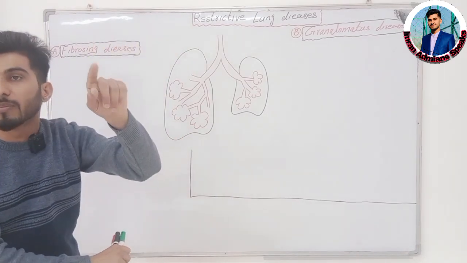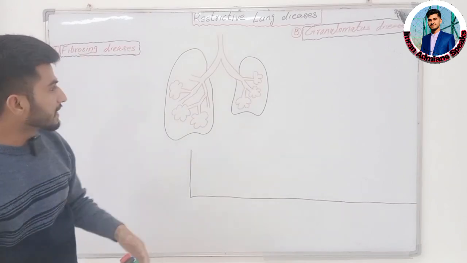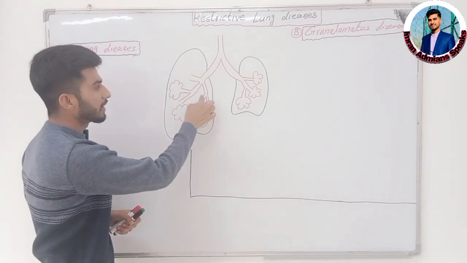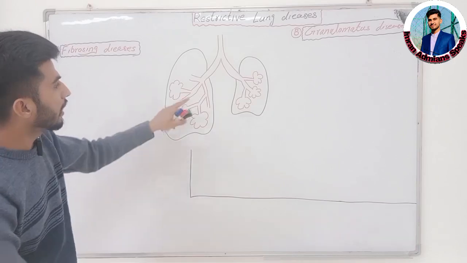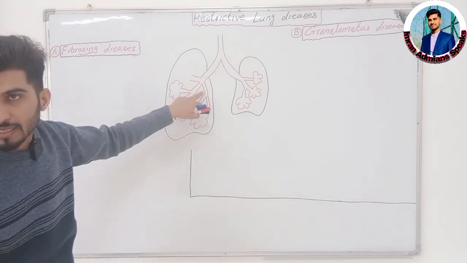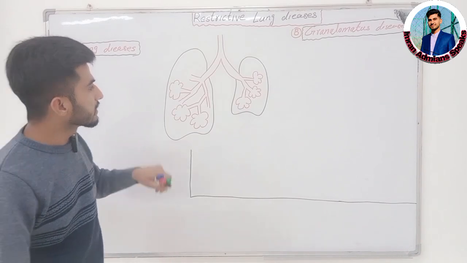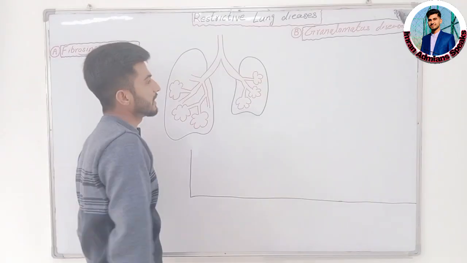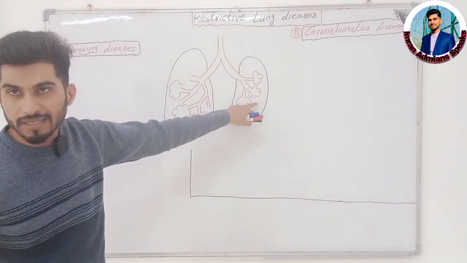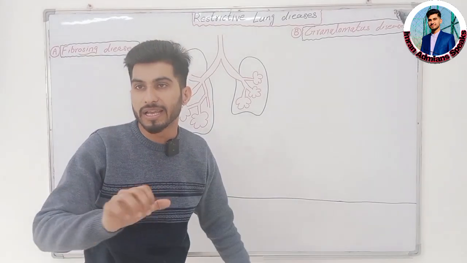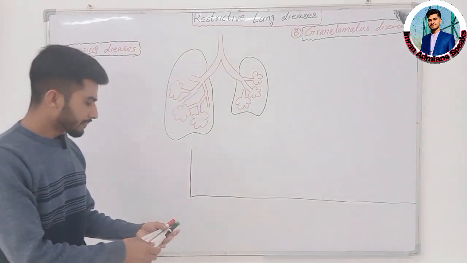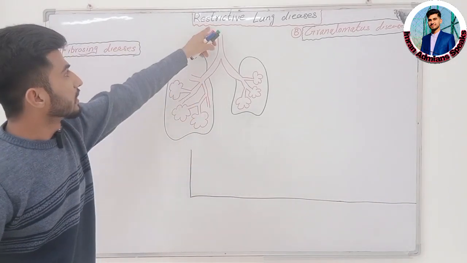In case of obstructive pulmonary disease, there is an obstruction mainly in the major airways, for example, bronchi and bronchioles. But in case of restrictive lung diseases, there is a major obstruction in the alveoli, meaning the distal airways, the small airways. Okay. So, what are the restrictive lung diseases?